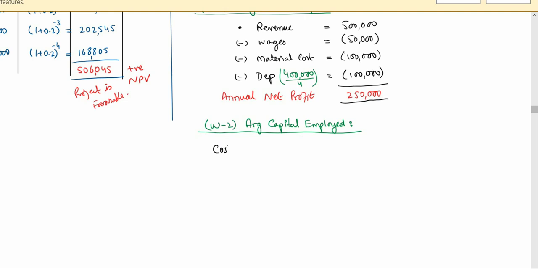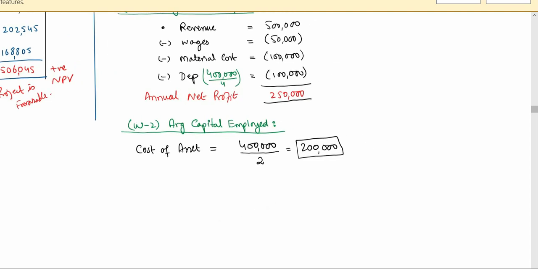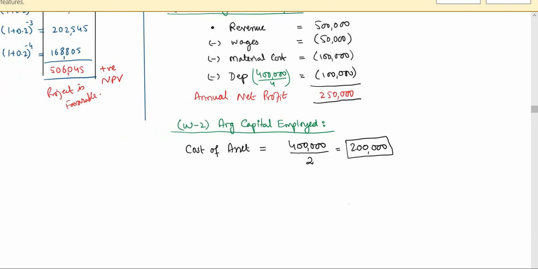For the average, the cost of the asset is 400,000, and for the average we will divide it by 2. So this will be 200,000. This 200,000 is the average capital employed.